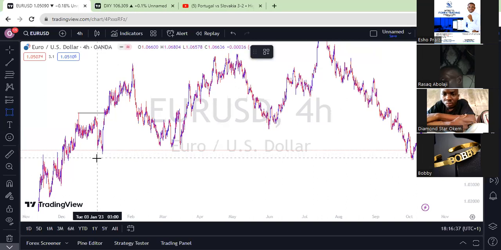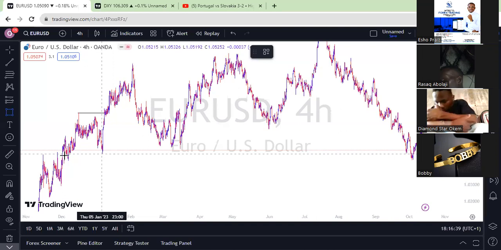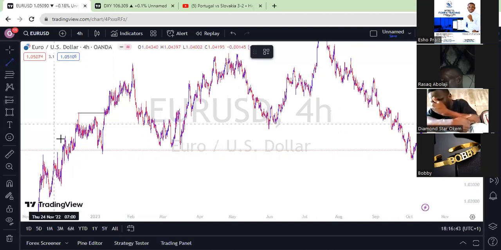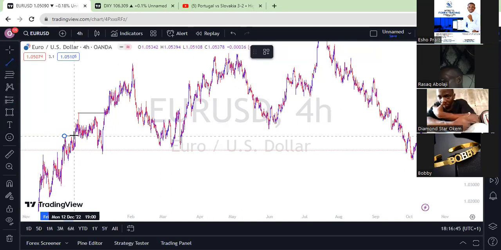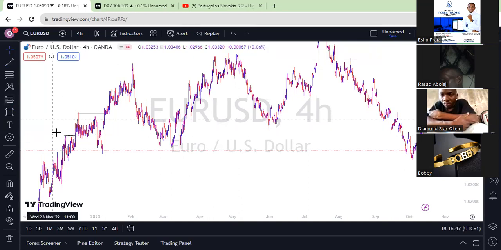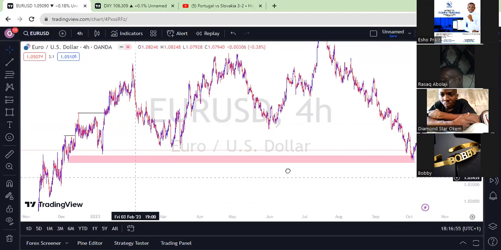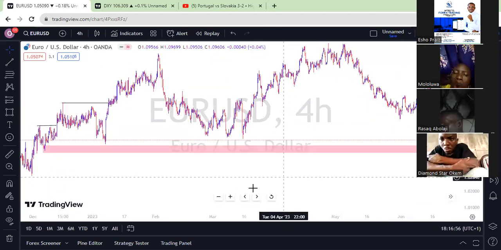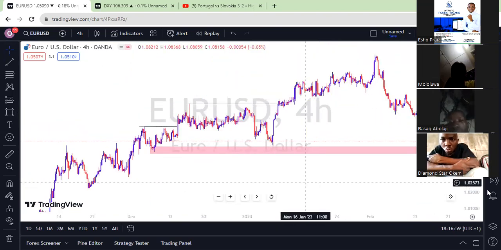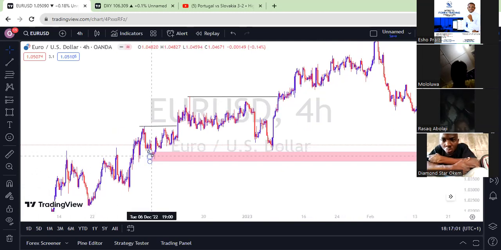Please hold on. We have break of structure here as well. We have break of structure here as well. And then we have an order block here right at this point. I'm going to zoom now for you to be able to see, guys. So this is it. Can you see it? This is the order block, right?